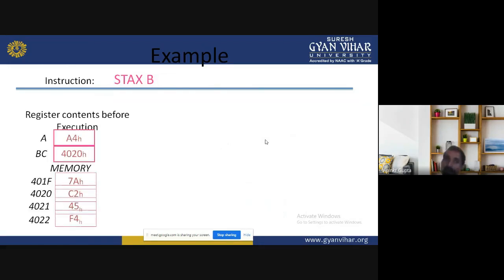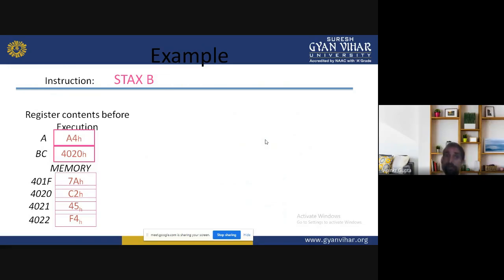STAX B, again X is there. That means when we are talking about the pair, when B is coming, that means the BC pair. When D is coming, then we say DE pair. When H is coming, then we can say HL pair. So like that we can use the pair.